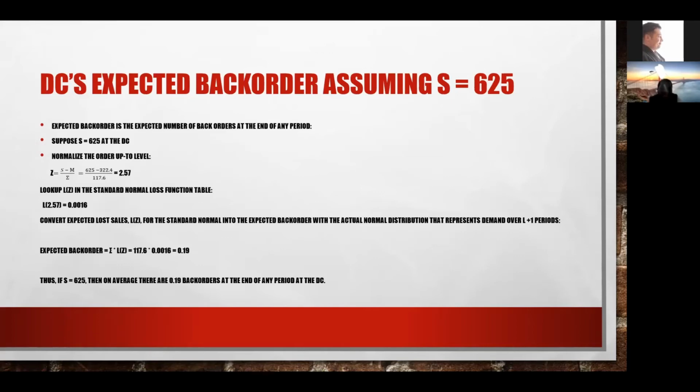If we look in the standard normal loss function table, which is in Appendix B in our text, we'll see that the loss function of 2.57 will give us 0.0016. So we convert that expected lost sales for the standard normal into the expected back order with the actual normal distribution that represents demand over L plus 1 periods, and that gives us 0.19. Thus, if our up to level is 625, then on average, there are 0.19 back orders at the end of any period at the distribution center.